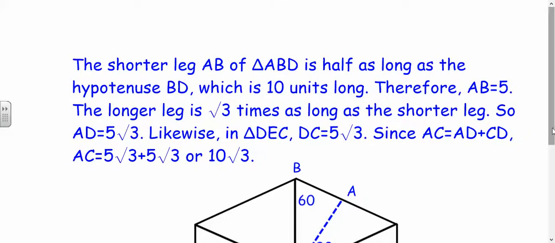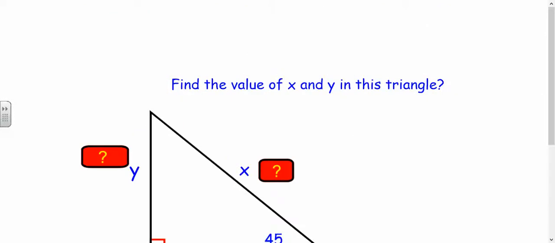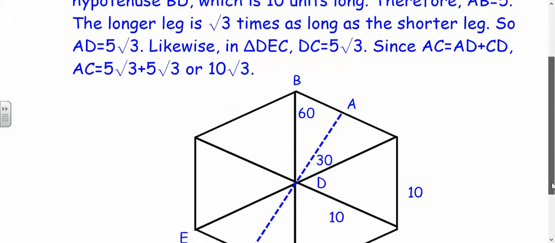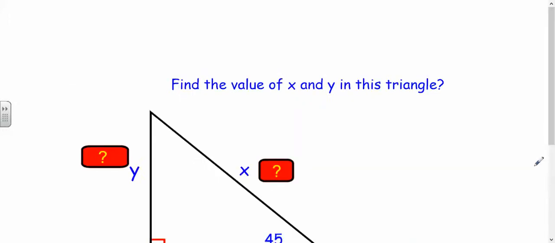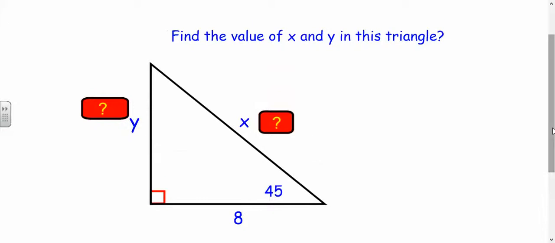Here's another example. Oh, actually, that one's worked out. So if you want to see this one worked out, you can pause and write that out. That would be how it was worked out. Here's another example, kind of a quick one. Now we're going to figure out which one it is. Is this a 45, 45, 90, or is this a 30, 60, 90?